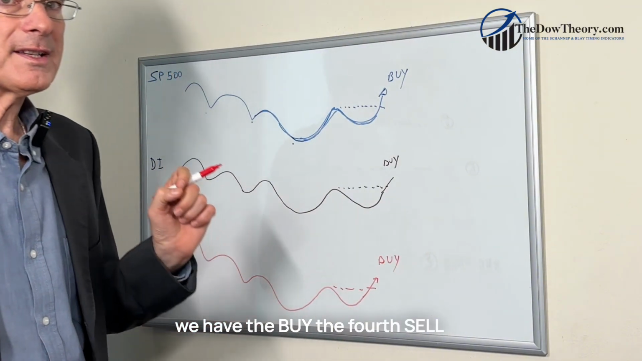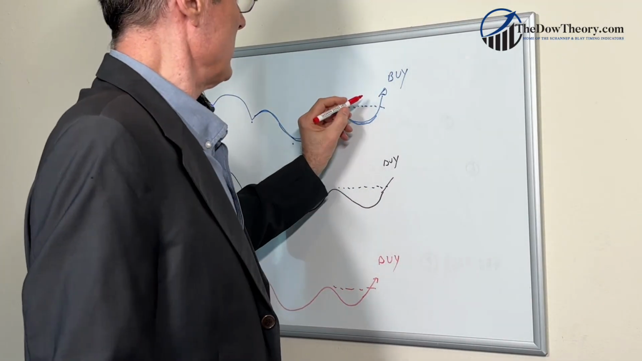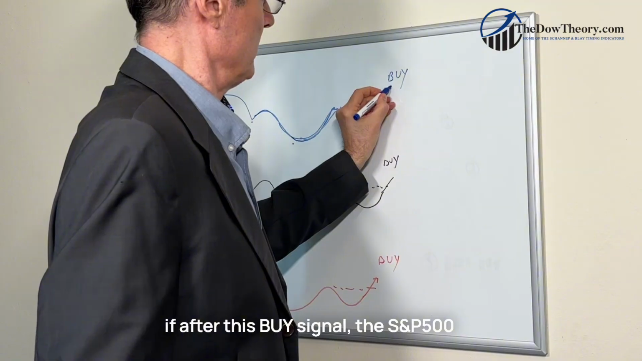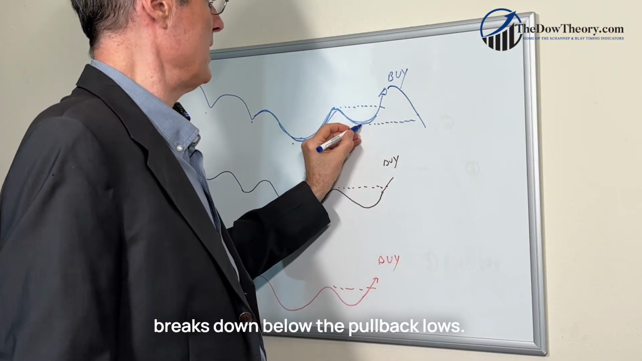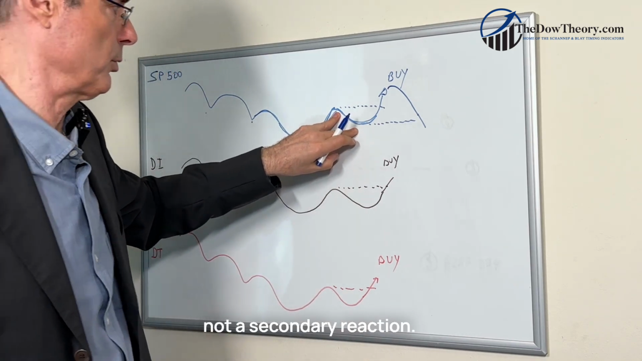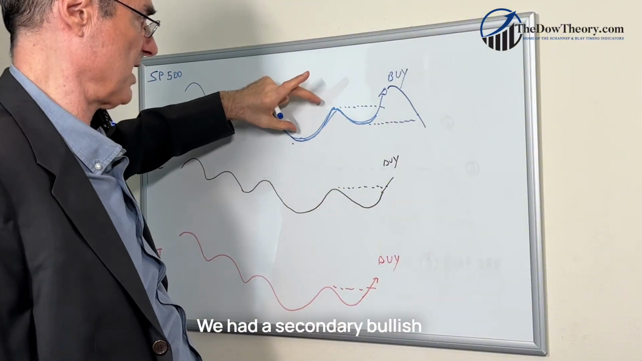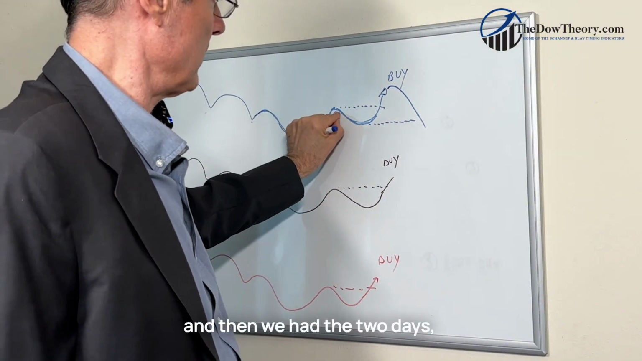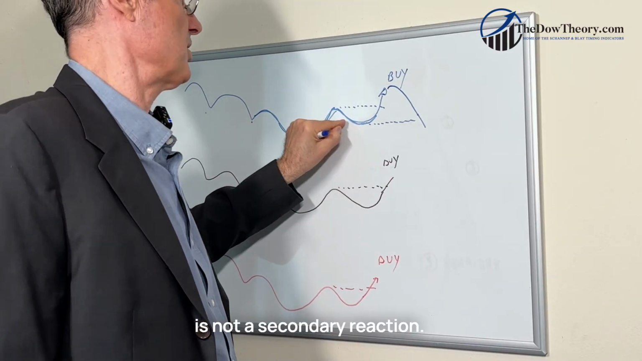The fourth sell signal is really interesting because if after this buy signal the S&P 500 breaks down below the pullback lows, please remember, this is not a secondary reaction. The secondary reaction was this. We had a bear market, we had a secondary bullish reaction against the bear market, and then we had the 2 days, at least 2 days pullback, which is not a secondary reaction.